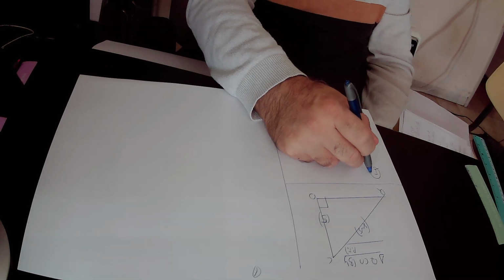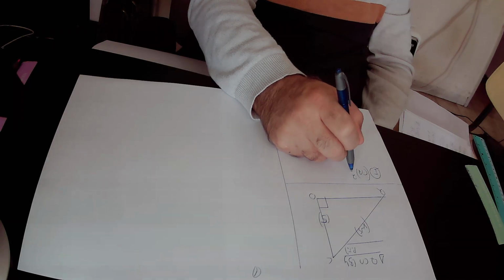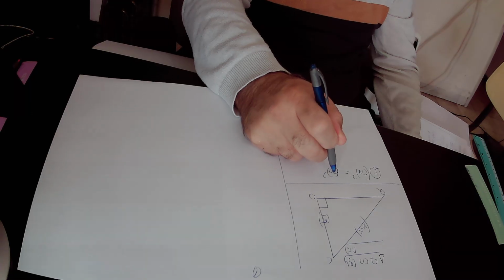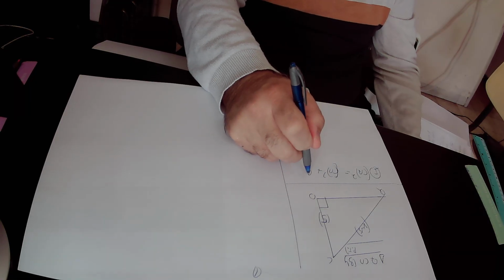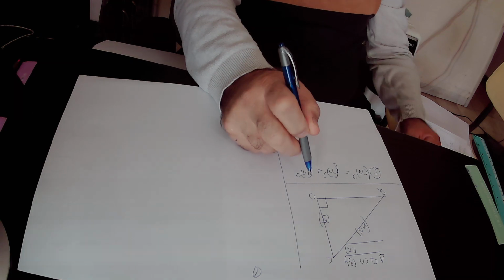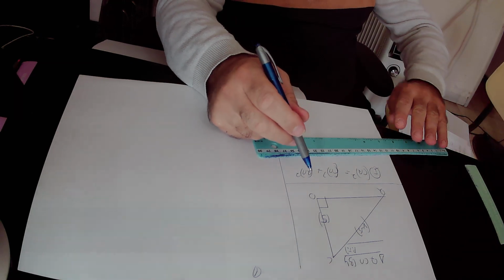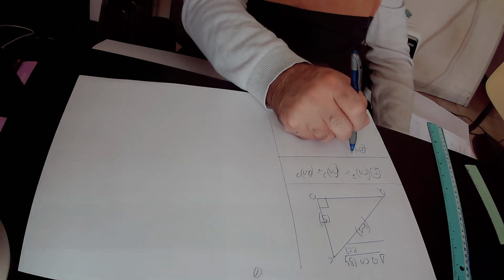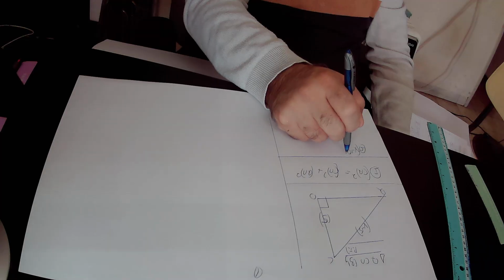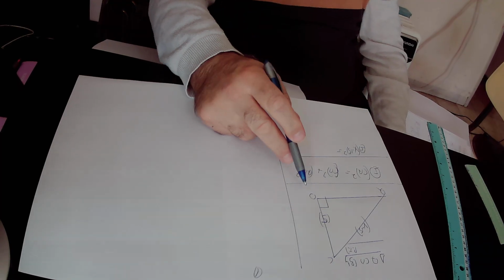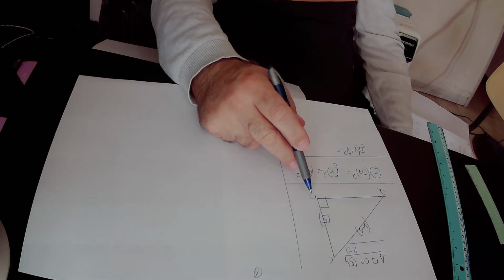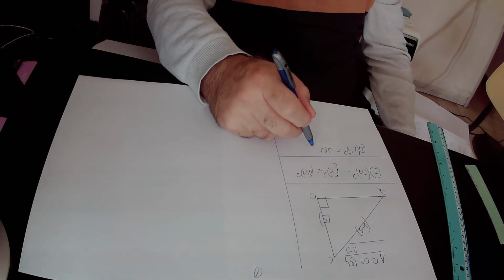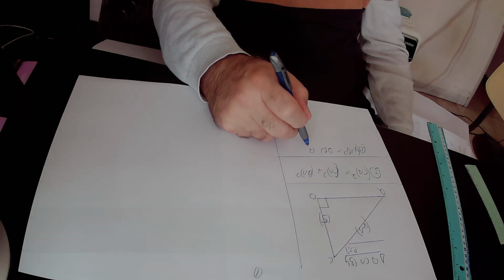CQ squared, that is the square of the hypotenuse, equals CO squared plus QO squared. CQ is x plus 5, therefore CQ squared is (x plus 5) squared. And it equals CO squared. CO is 5, therefore CO squared is 5 squared, that is 25, plus QO squared. QO is the missing side, so we leave it as it is. So it is QO squared.